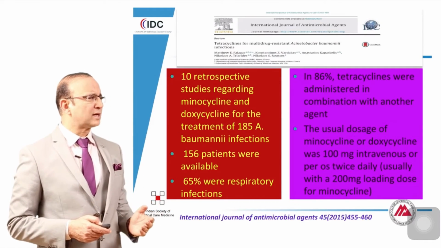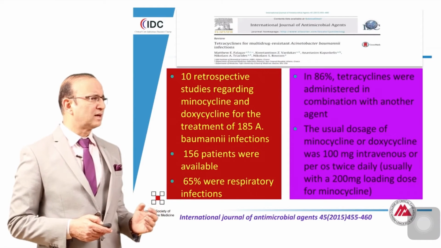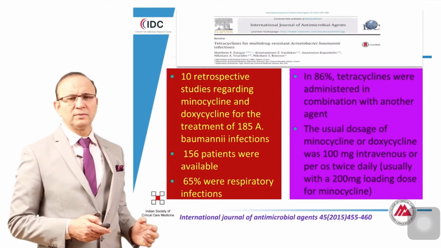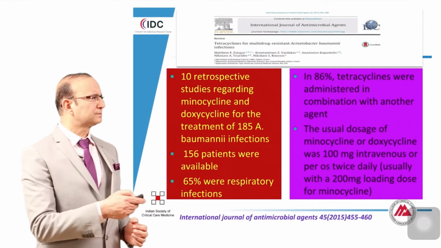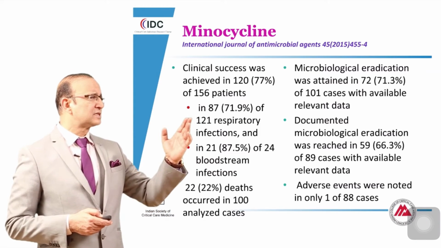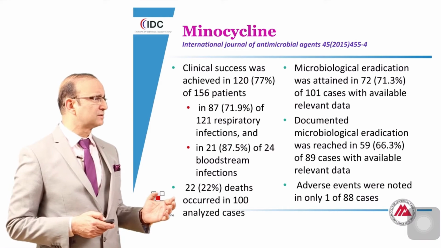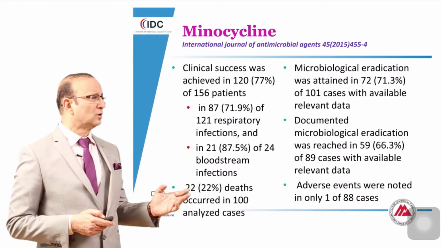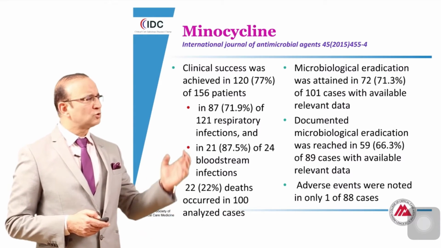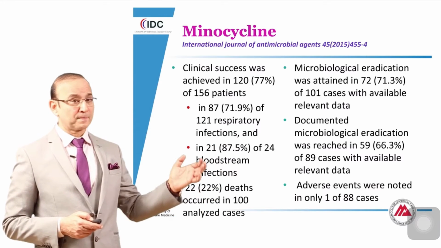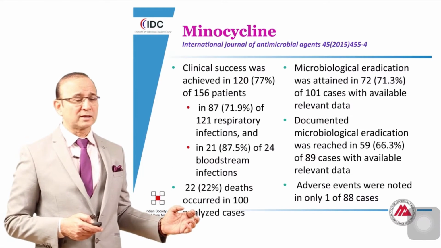The dose of minocycline and doxycycline was 100 milligram intravenously twice daily with a 200 milligram loading dose. And they found clinical success was achieved in 120 patients, 77% of 156 patients, and microbiological eradication was also obtained in 71.3% of these patients. And very few adverse events. So this analysis showed that this is a drug which could be useful in a definitive treatment of Acinetobacter baumannii infection.